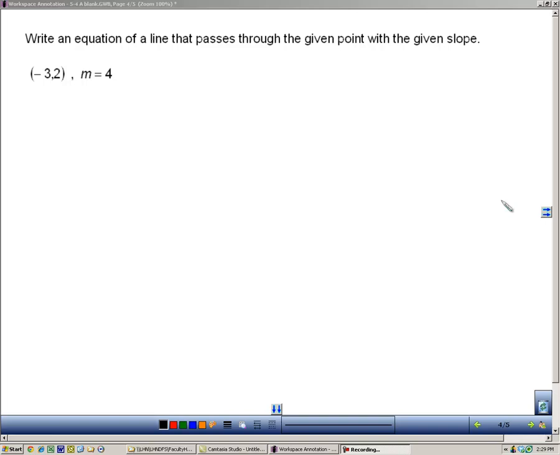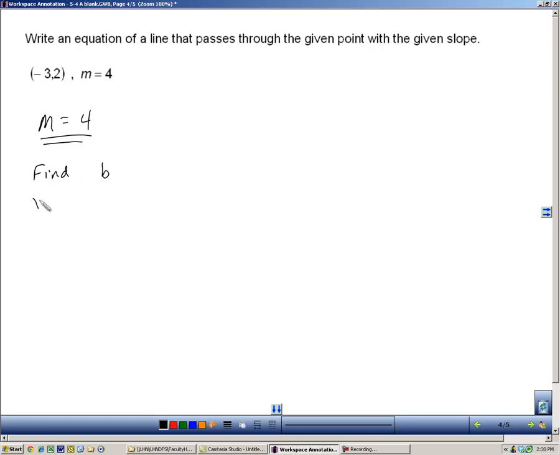Here's another equation we have to write given a point and a slope. So I know my m is 4. That's given. I have to find the b, and I do that by using the slope-intercept form. I know the y, the m, and the x, all from right here. So the y is 2, m is 4, and the x is -3, and now I have to use algebra to solve for the b. 4 times -3 is -12.